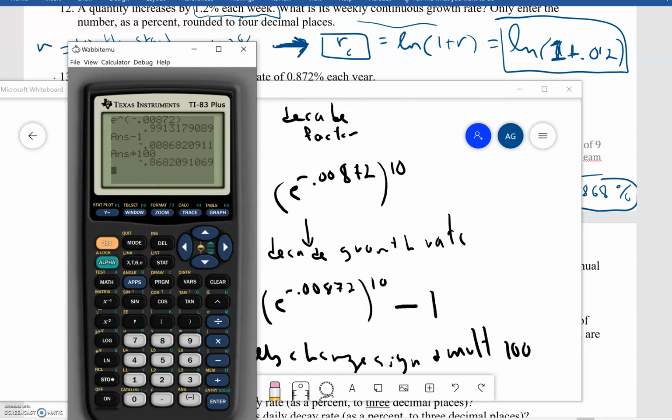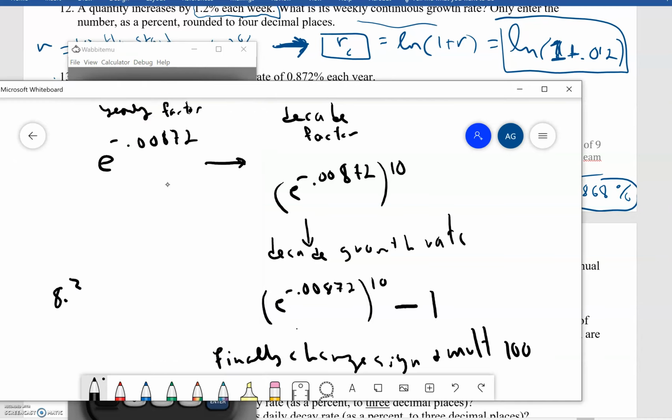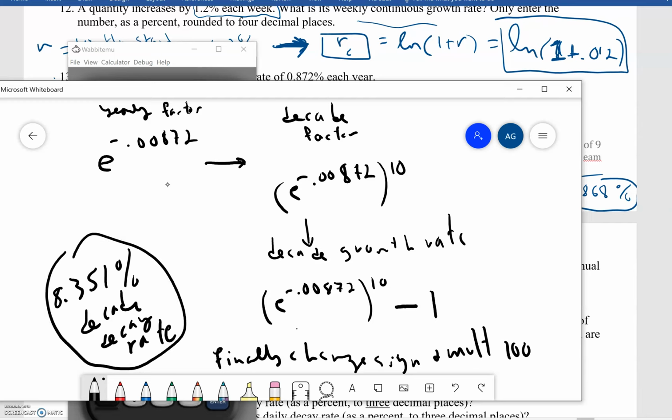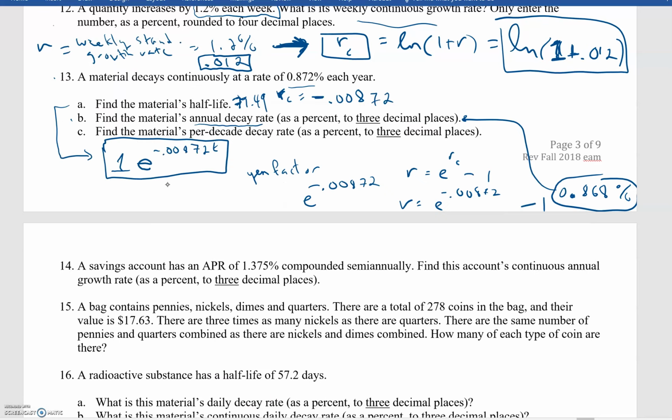All right, so let's do all of that. I'll clear the screen. We have second e to the negative 0.00872, and we could go ahead and do multiplied by 10 right here. That's fine. Then subtract 1 from all of that. Multiply by 100. And change the sign. So 8.351% is my decade decay rate. All right. And that's number 13. Moving along to number 14.